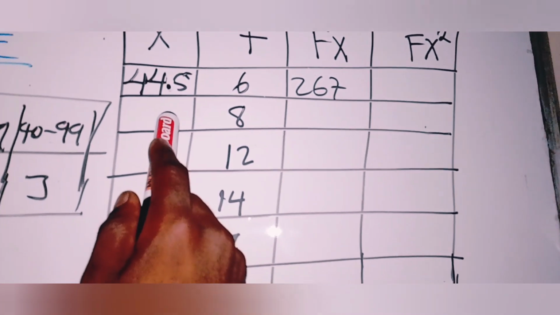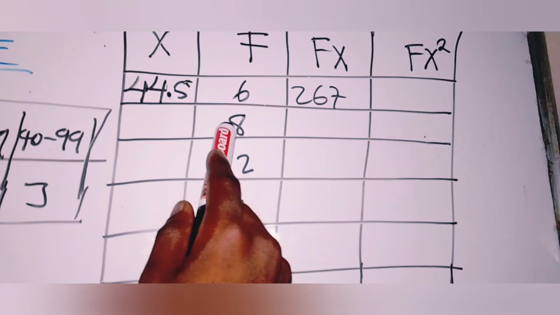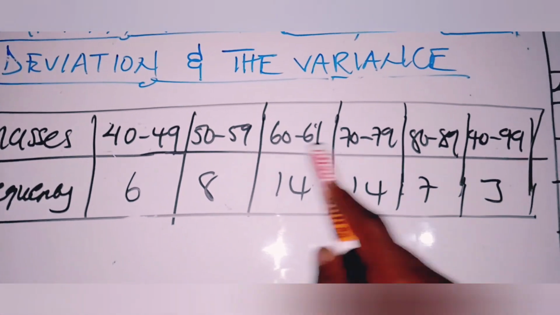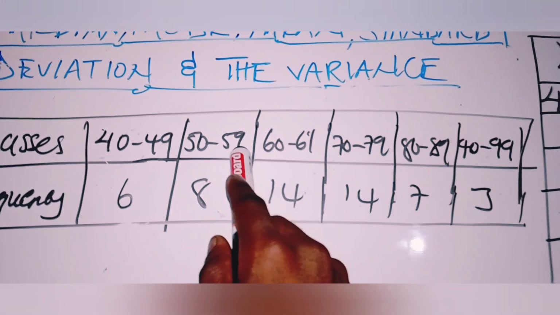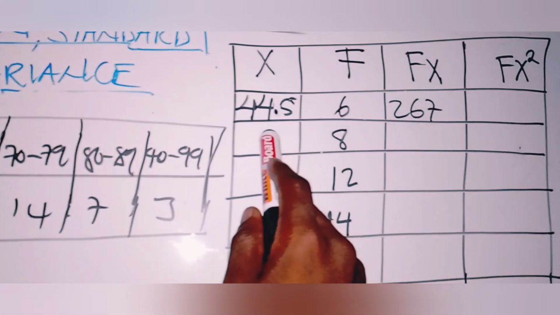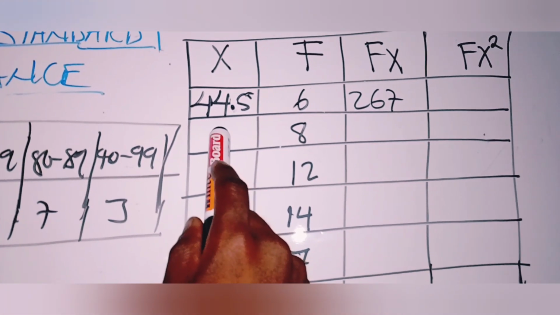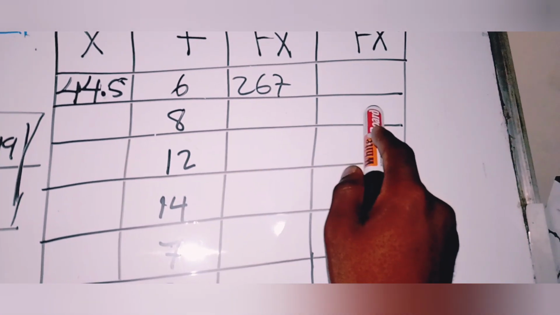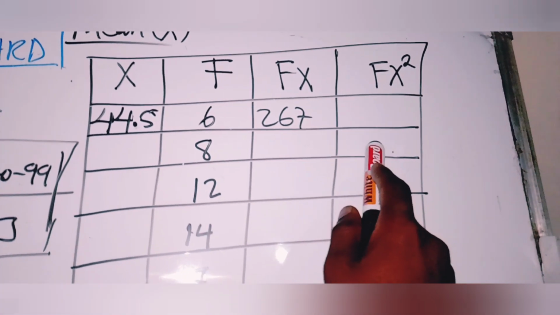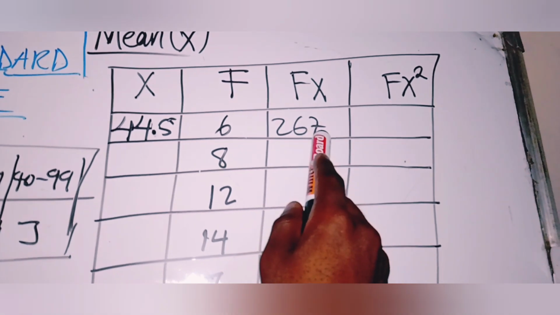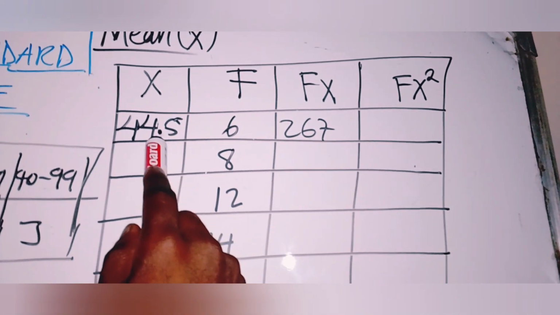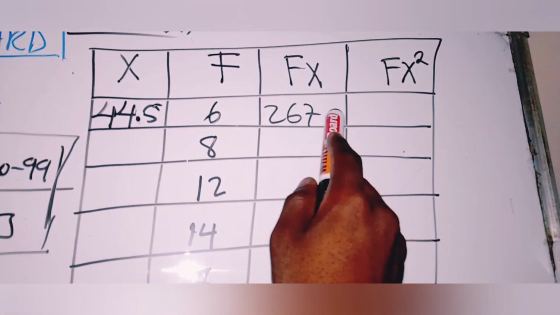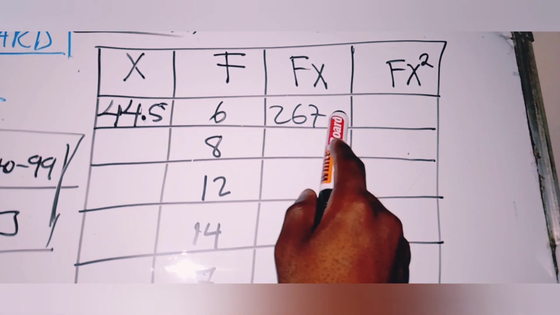Same applies to this, where there is 8. You have to add 50 plus 59 divided by 2. The answer you'll find here, you are going to square and multiply by 8. That's the answer you're going to find here. Okay, so here you know how we found this. So 44.5 times 6 gave us 267.